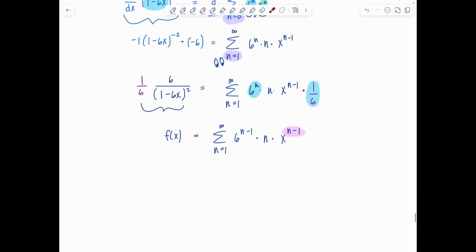at n equals 0. Okay, if you need help shifting indices, then go watch some of the videos where I review sigma notation. So n equals 0 to infinity. Then I can write this as 6 to the n. This is n plus 1. This is x to the n.